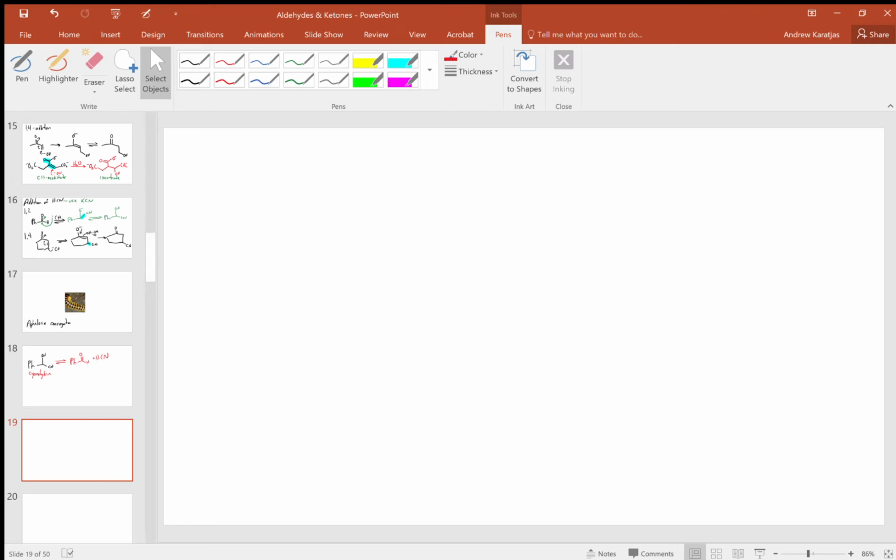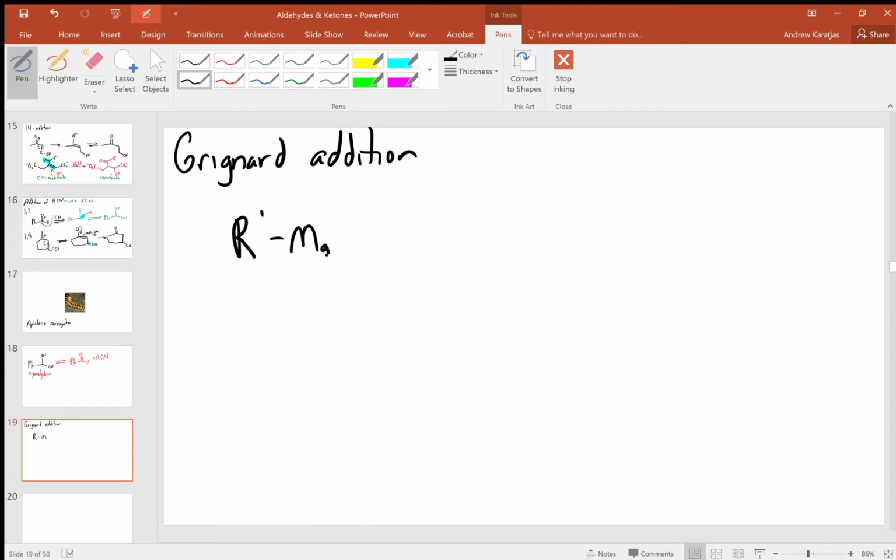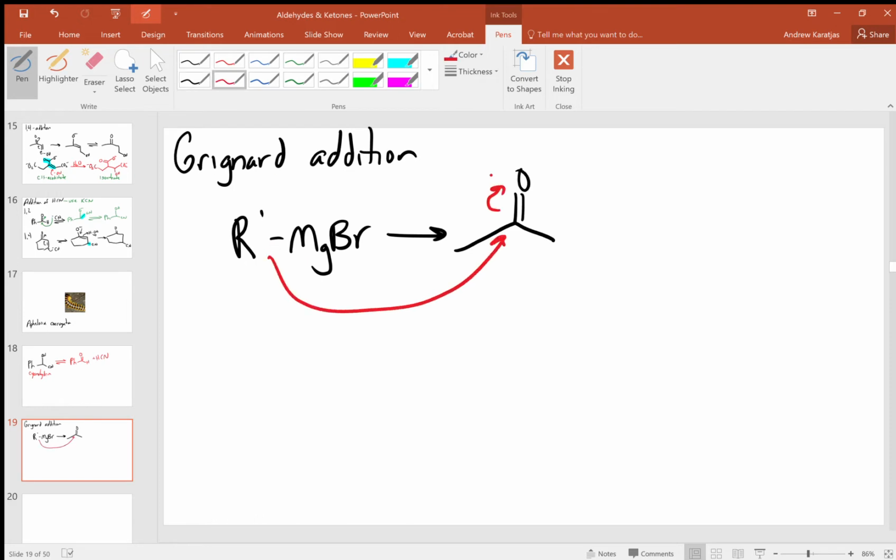Now, what about carbon-based nucleophiles? So the most common carbon-based nucleophile that we've learned about is the Grignard. And we'll just go through this briefly because we covered this in the aldehyde and ketone chapter. But Grignards, of course, we've already seen, can easily do 1,2 addition to a carbonyl. Which then gets protonated, giving us our product.